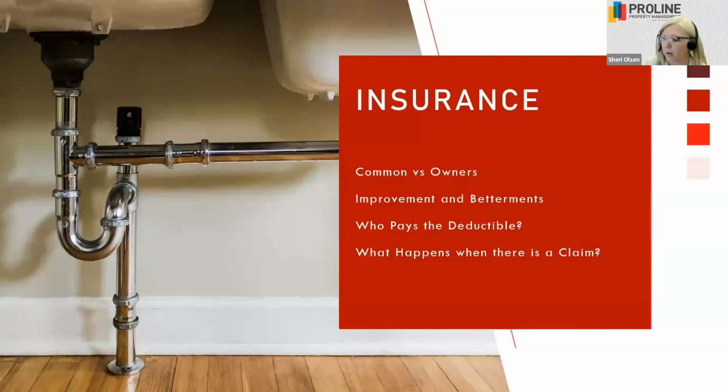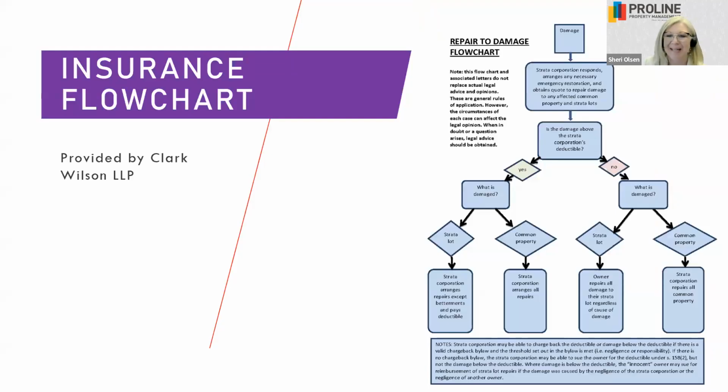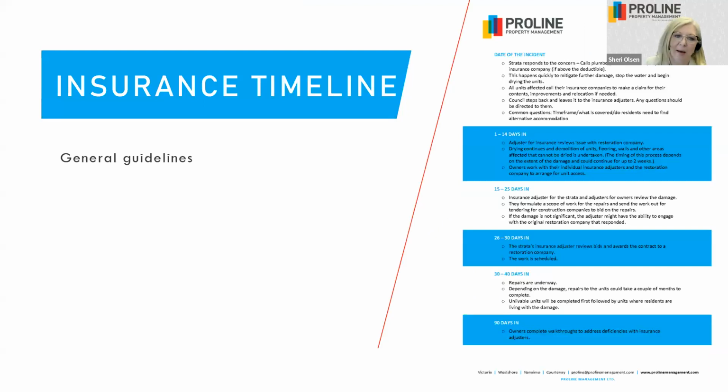Okay, and I'm noticing that we're at 5 to 1. So we've got here an insurance flow chart, which helps to determine from the start which direction you go. So if it was an owner, what was damaged? Was it a strata lot? Was it common property? And this will guide you through. And Catherine's going to include this with some of the information that we've sent out today so that you can use it as a reference when you are faced with an insurance issue. And hopefully that doesn't happen. And then finally is the timeline.